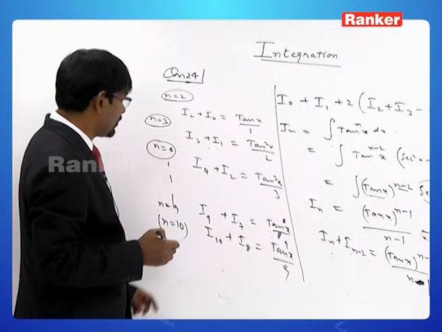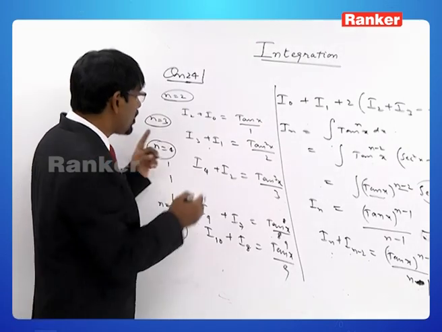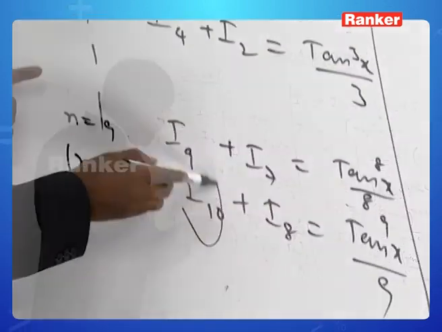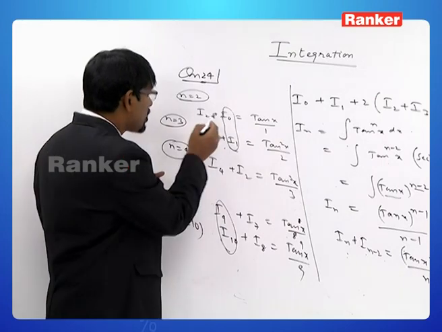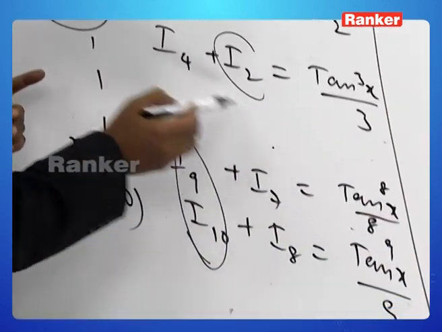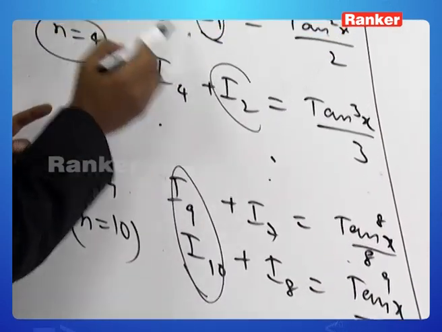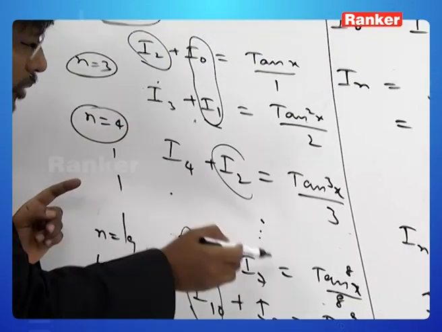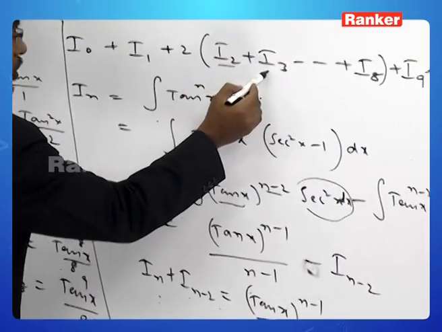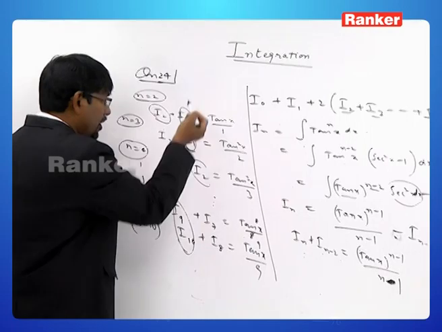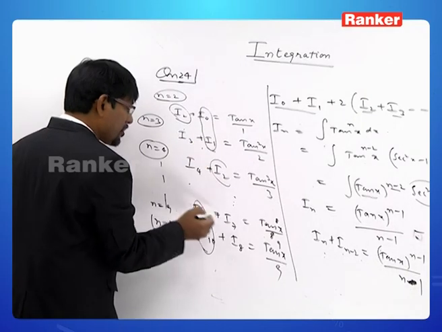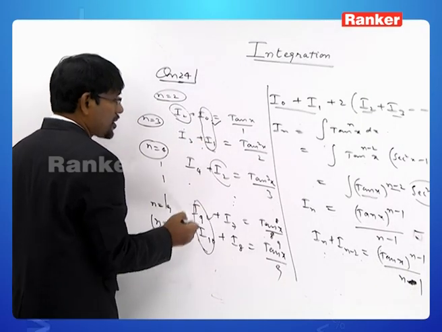Add up all these. By adding up all these, we observe that I0 and I1 appear only once, and of course I9 and I10 also appear once. Rest all the terms are repeated because I2 gets repeated here. I3 will get repeated somewhere, I5 plus I3. I4 will be repeated again, I6 plus I4. So all these terms I2, I3 so on up to I8 are repeated twice when you add up all these. I0 and I1, I9 and I10, these two sets appear only once.